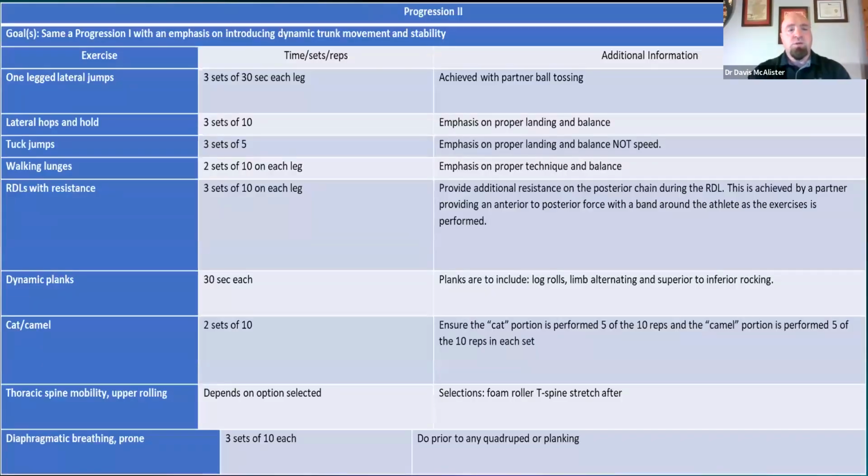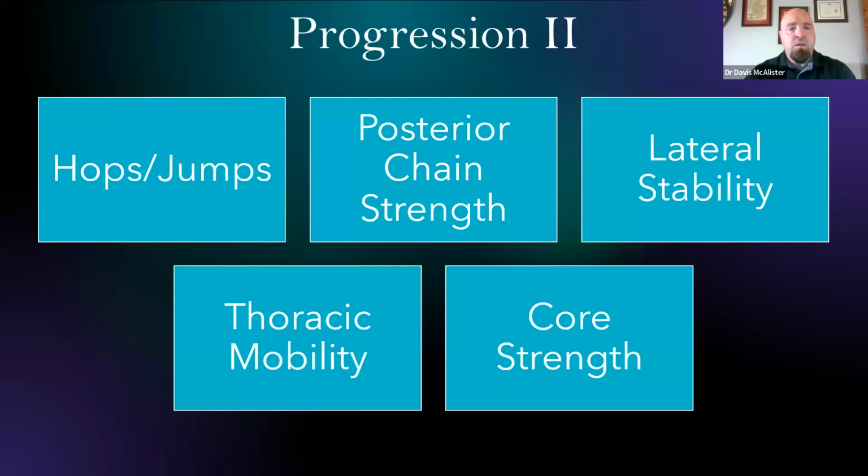Okay. So this would be a tier 2. So again, we're increasing the level of difficulty. Okay. And with this, we're focusing on more hops and jumps, and our mechanics as far as that's concerned, and proper body alignment, weight distribution, posterior chain strength again, lateral stability, thoracic mobility. So being able to have some movement through the mid back, and being able to rotate and have that stability. And then your core strength. So after we've achieved some stability, we want to progress to strength where our core is concerned.